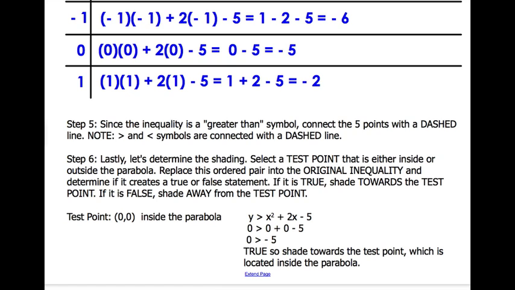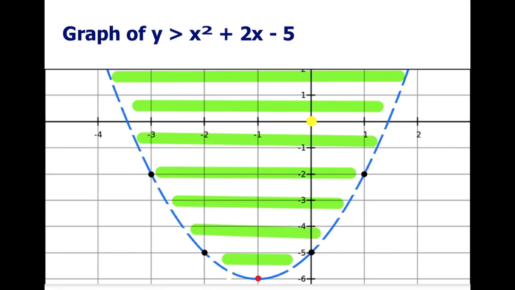So I'm going to go ahead and show you what that would look like. So here are the 5 ordered pairs that came from our table of values. And of course, there's our dashed line that connects all 5 points. Now the last thing I'm going to talk about is the shading.